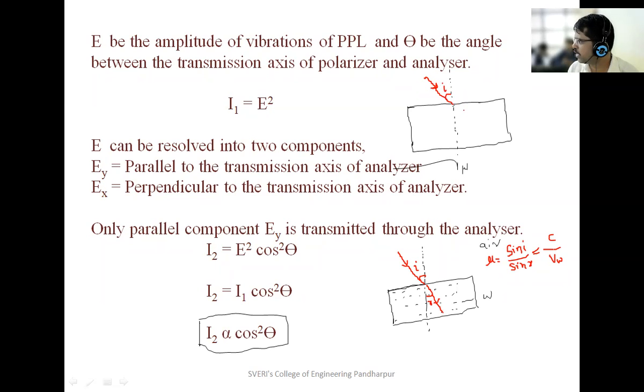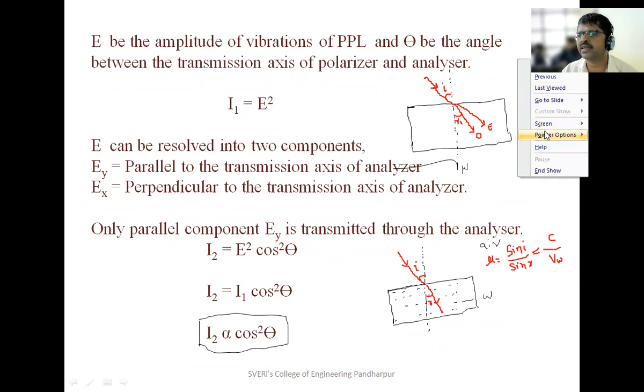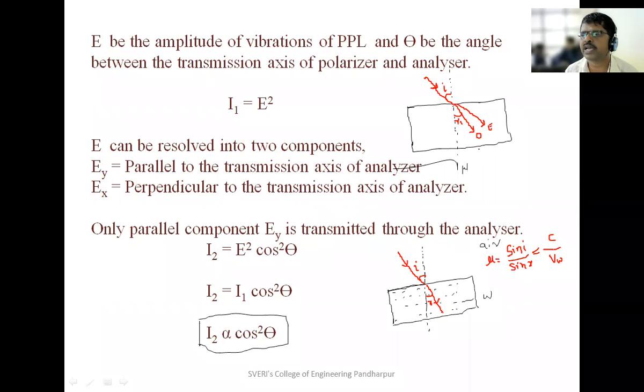This ray splits into how many refracted rays? Two refracted rays. One is called the ordinary ray, another is called the extraordinary ray. One is called ordinary and the second one is called extraordinary. Assume that R1 is the angle of refraction for the ordinary ray and R2 is the angle of refraction for the extraordinary ray.